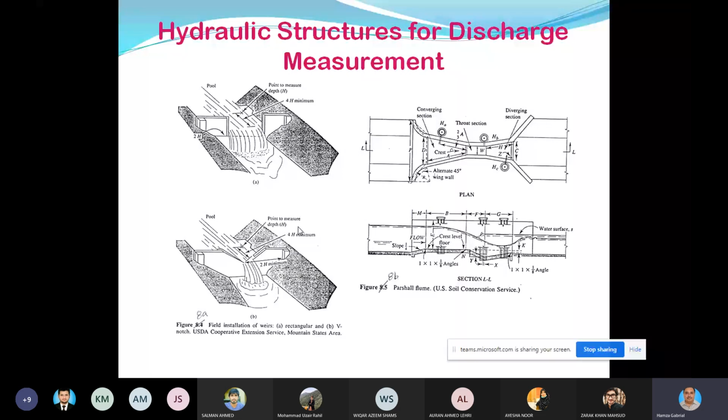So these are available. So you can install this, and again, the principle is that all the flow is routed or passed through these devices, and you can measure the discharge. So these flumes can be made of metallic material if they are smaller, or you can construct them using masonry or concrete as well. So these can be permanent hydraulic structures to measure the discharge, especially for small streams.